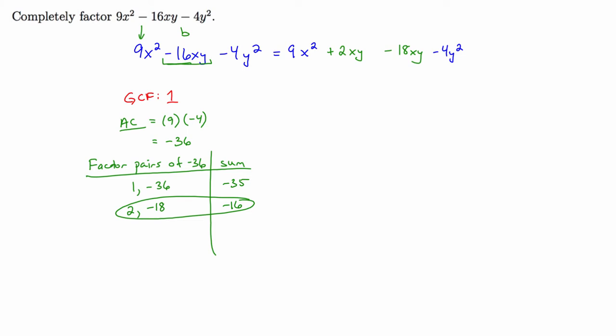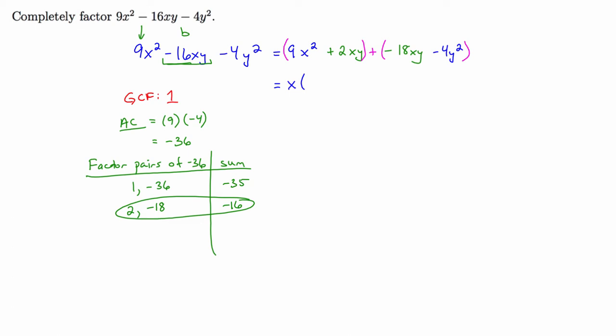At this point, we now have 4 terms, and so we're no longer thinking of this as a trinomial, but instead a larger polynomial. And the method we have for factoring larger polynomials is grouping. We will group the first 2 terms together, we will group the last 2 terms together, and make sure that there is addition explicitly between the 2 groups. So our polynomial now looks like, in one group, 9x squared plus 2xy plus, in another set of parentheses, negative 18xy minus 4y squared.